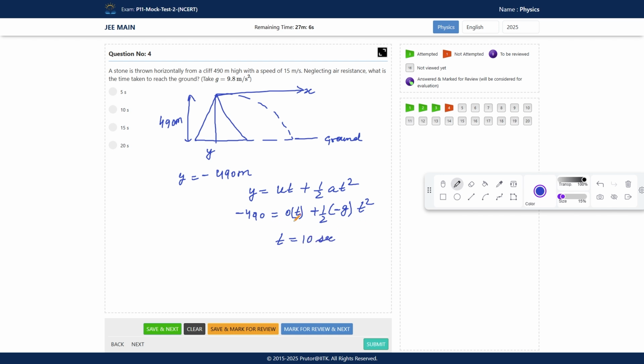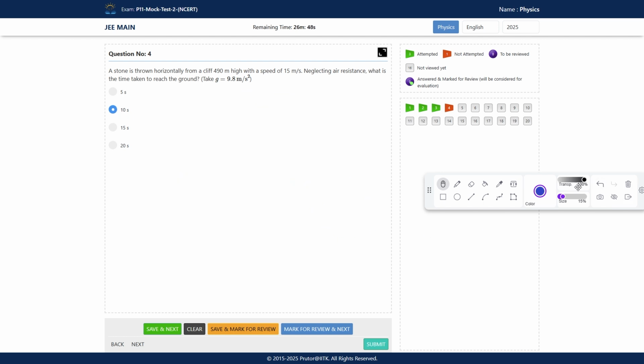This is simple mathematical calculation. Clear? 10 second. Next.